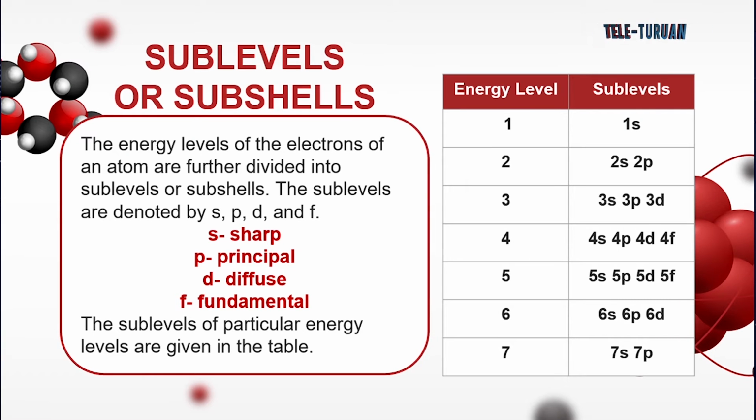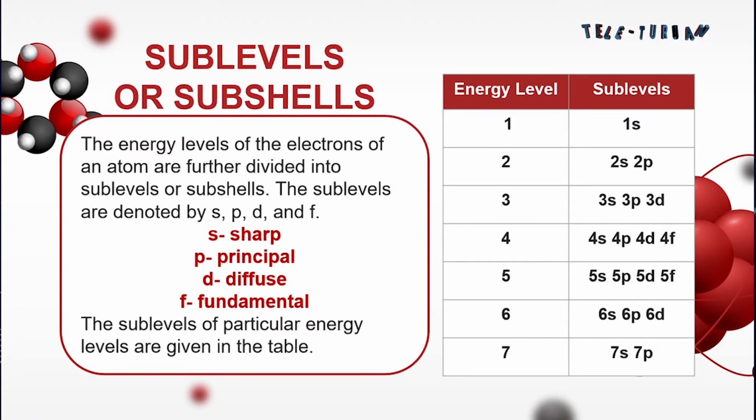Energy level 1 has the sublevel of 1s, energy level 2 has the sublevels of 2s, 2p. For 3, 3s, 3p, 3d. If the energy level is 4, the sublevels are 4s, 4p, 4d, and 4f. If it's 5, 5s, 5p, 5d, and 5f.